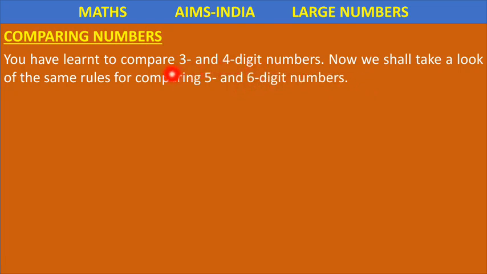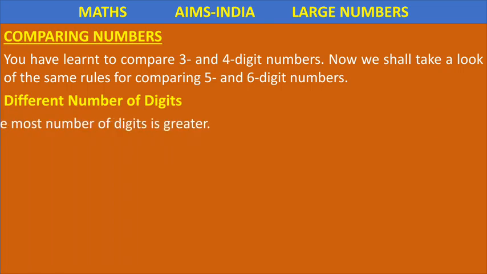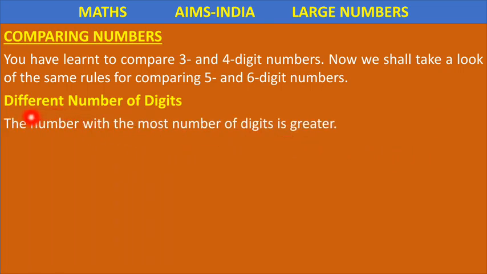In your third class, you might have learned how to compare 3-digit and 4-digit numbers, right? We will use the same rules, but the difference here is we will compare 5 and 6-digit numbers using the same rules. Okay children? First one is different number of digits. How do we compare numbers when we have a different number of digits? The number with the most digits is greater.